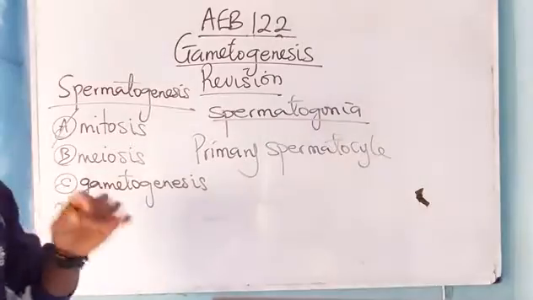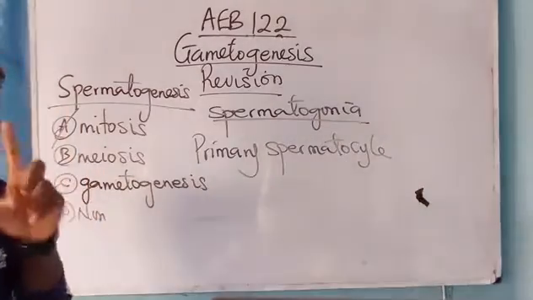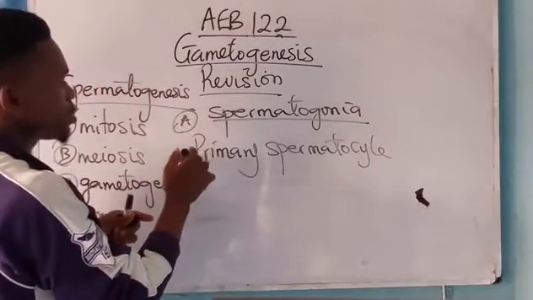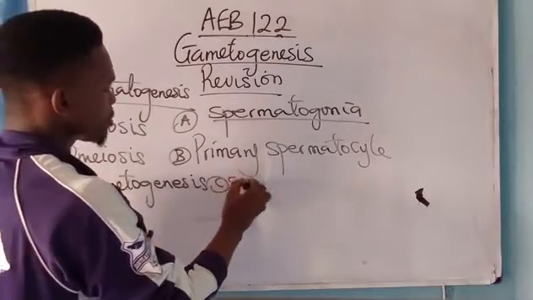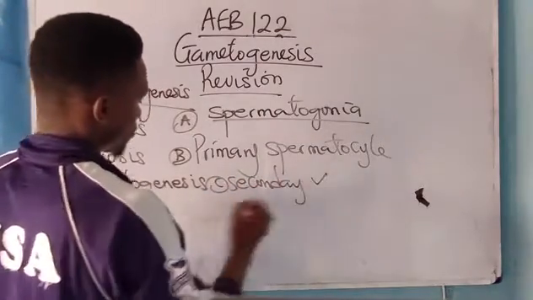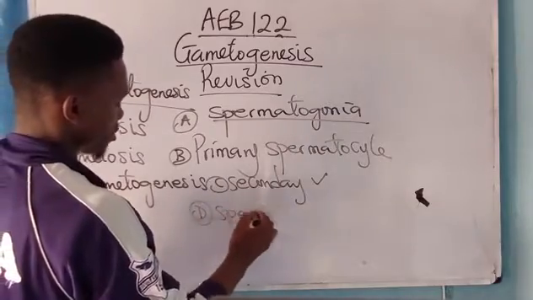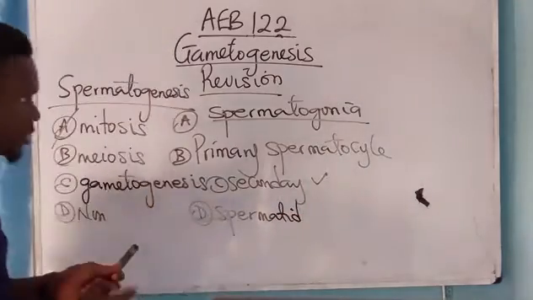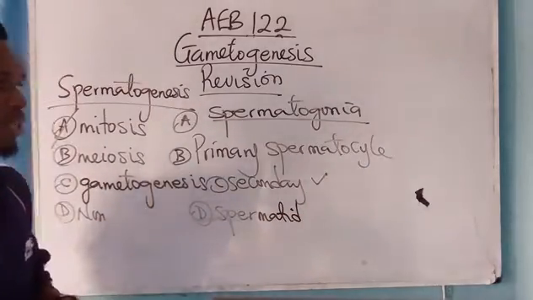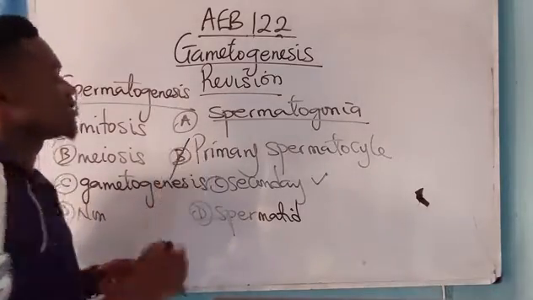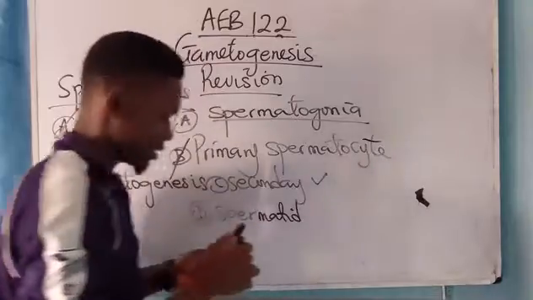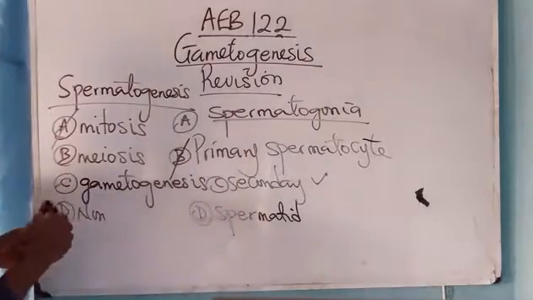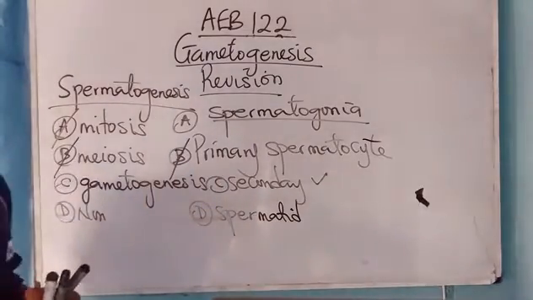Which of these is called sperm mother cell? A. Spermatogonia. B. Primary spermatocytes. C. Secondary spermatocytes. D. Spermatids. Please, the sperm mother cell is otherwise called what? The primary spermatocyte. Now, the primary spermatocyte undergoes which of these? It undergoes meiosis. It undergoes two meiotic divisions.